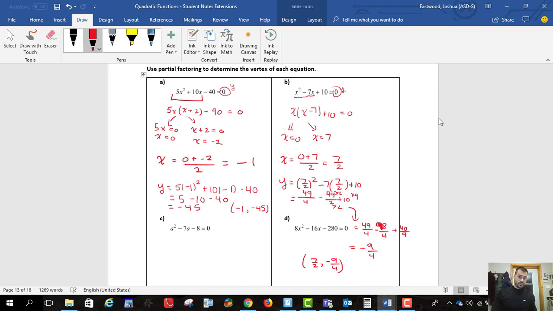Assuming again that that's the function, that's just y and not 0 there. All right, so that's the idea. And so you could do some more of those on your own, but that is how you do partial factoring.